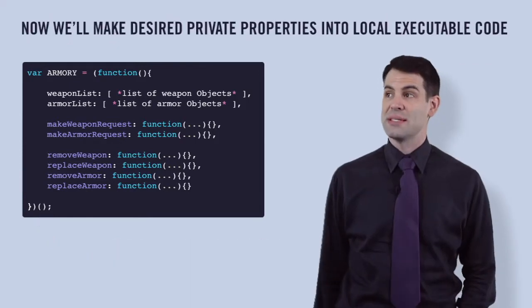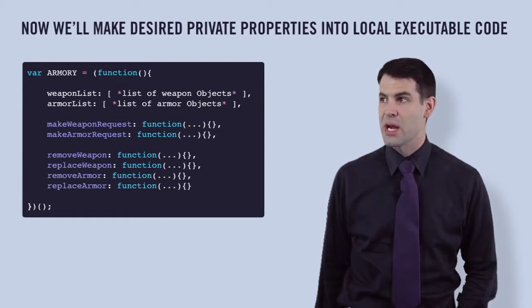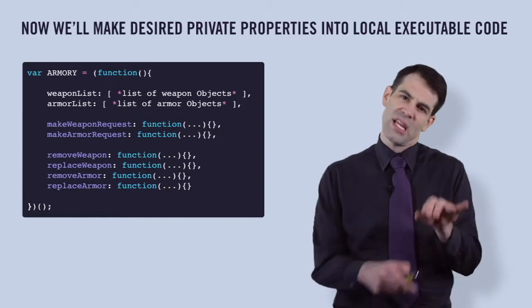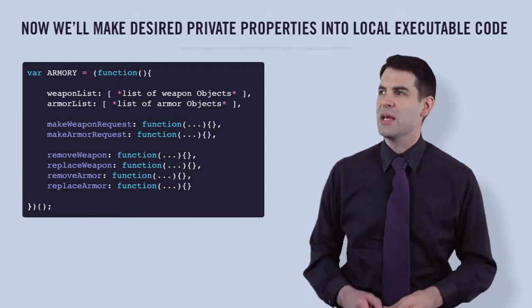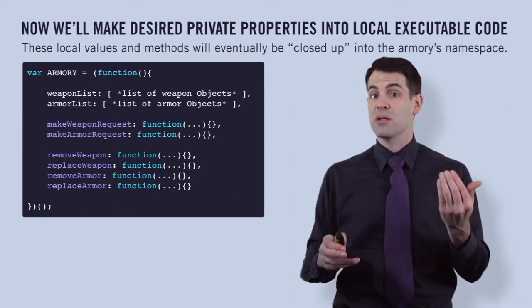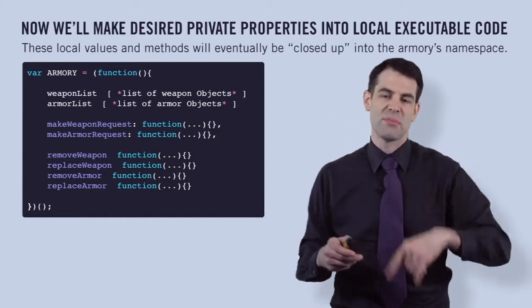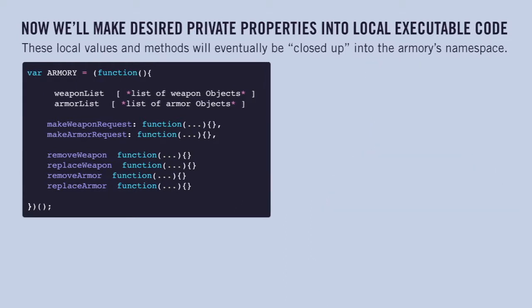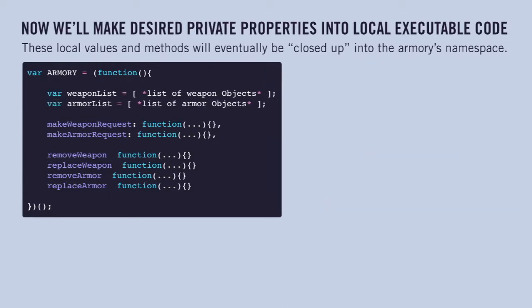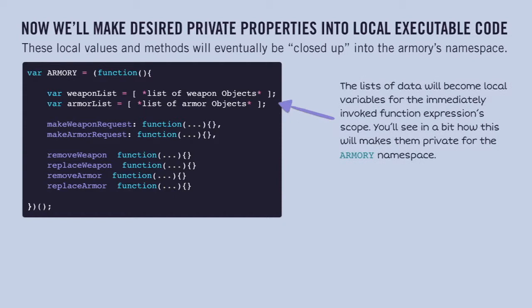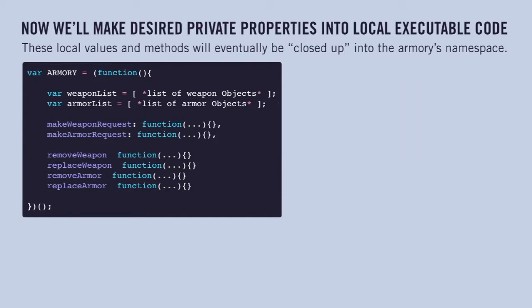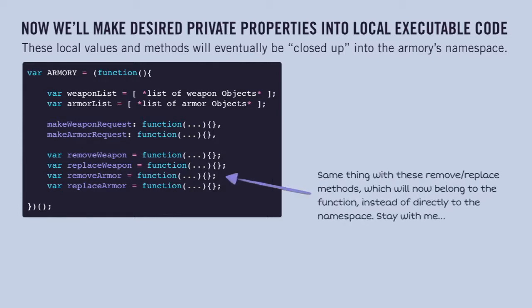Now we will turn all of our desired private properties of the old Armory namespace into local executable code inside our new function, right? And those local values and methods that now belong to the function will be closed up into the Armory's namespace once the Armory object gets returned. Here, the lists of data become local variables for the immediately invoked function expression's scope. That's going to make them private. We'll do the same thing for these function expressions down at the bottom, remove weapon, remove armor, replace armor. We want all those to be private, so we're going to make those local executable code as well. Again, these will belong only to the function instead of directly to the namespace.